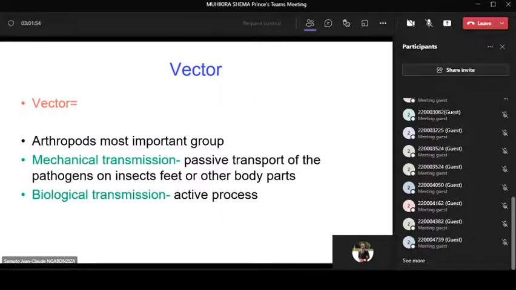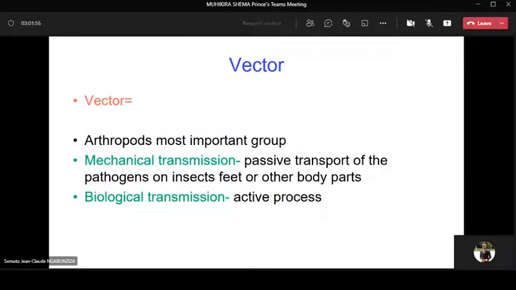And then we have vectors, arthropods mostly. Some are just mechanical. That means the passive transport of the pathogen on insect feet or other body parts. So it doesn't have any biological active process, but just having this on their body parts, they can then transmit to the host. Some others are biological vectors, which ensure biological transmission. So this means the active role of the vector.